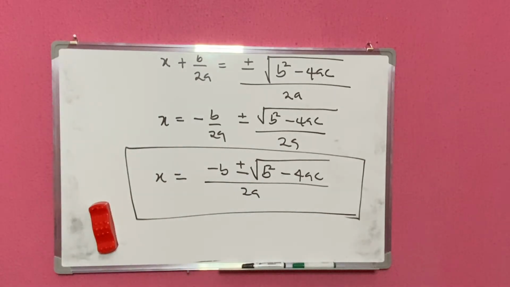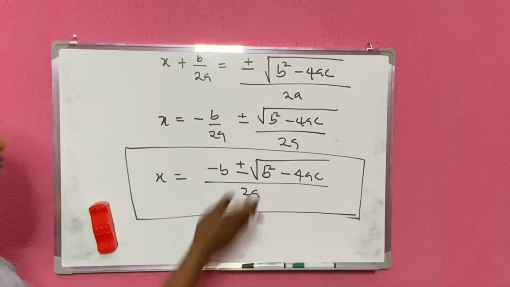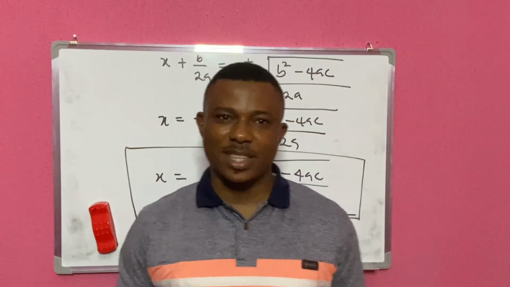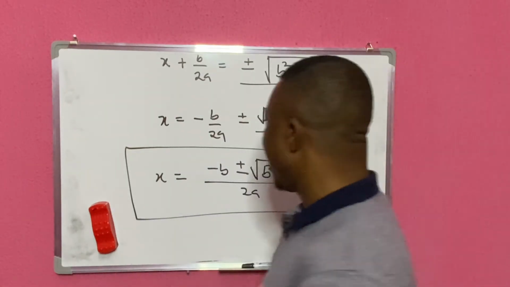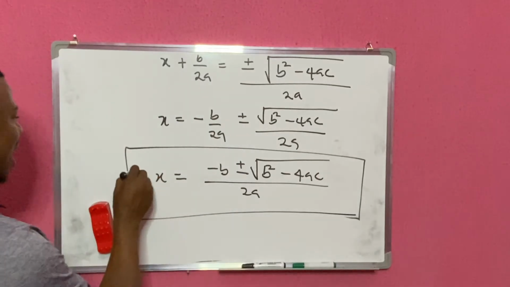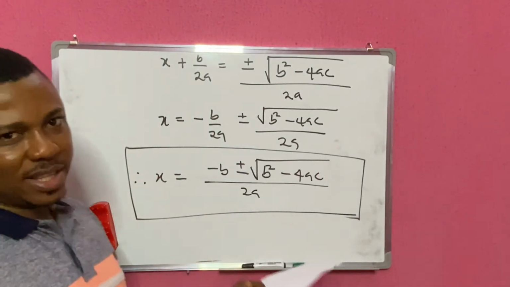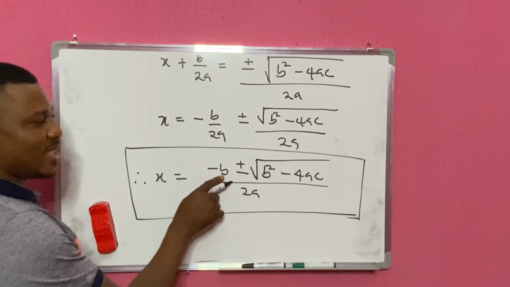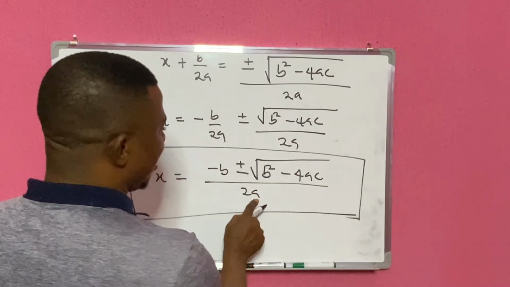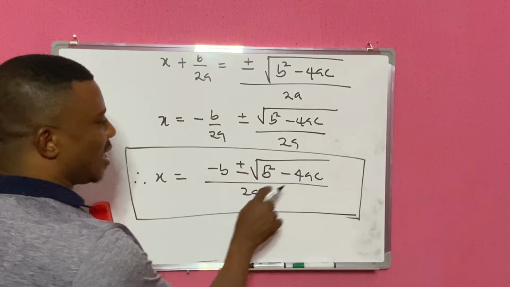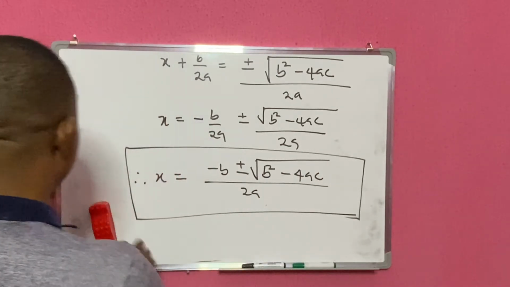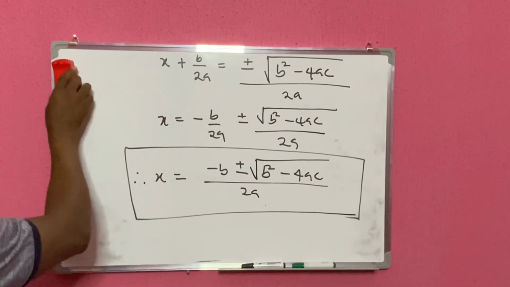So this is what we call the general formula. We keep applying this formula to solve all quadratic equations. That is solution by formula. With this formula, we can solve quadratic equations. Remember, b is the coefficient of x, a is the coefficient of x squared, c is a constant. Do not forget. Now, let's go to example 6.